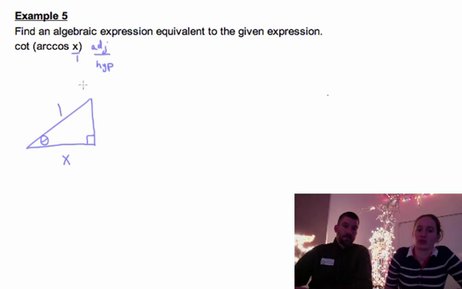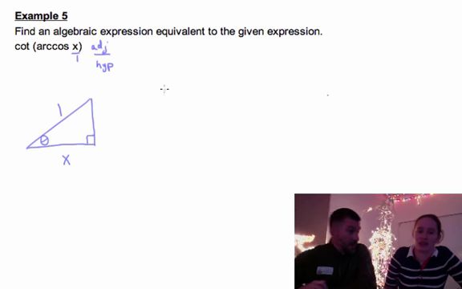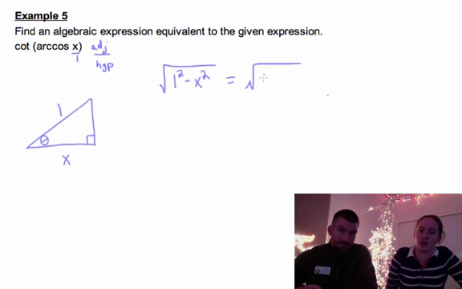Well, if we want to find cotangent, we need the opposite side. So what is the opposite side if we have a hypotenuse of 1 and an adjacent side of x? Pythagorean theorem. So what we do is we take the square root of 1 squared minus x squared, which if you simplify, all we can do is say, oh, well, that's 1 minus x squared.